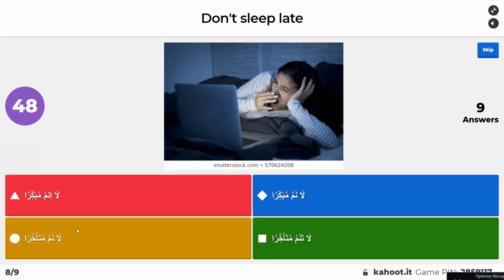Orange, la nam mutaakhiran. The trick for you is in the late. There are 2 adverbs here. There is early and there is late. So where I'm going to trap you is with late.